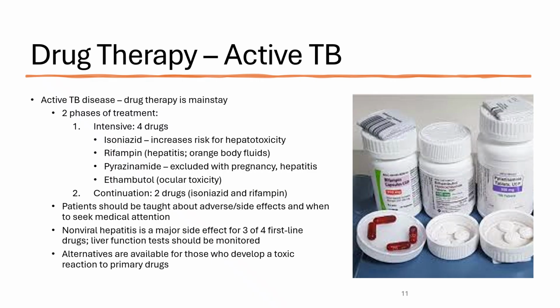Once they go through the 4 medications in the first phase, we go into the continuation phase. Isoniazid and rifampin are the 2. Patients should be taught about adverse side effects and when to seek medical attention. Non-viral hepatitis is a major side effect for 3 of the 4 first-line drugs, so we want to monitor their liver function tests. Alternatives are available for those who develop a toxic reaction to the primary drugs.